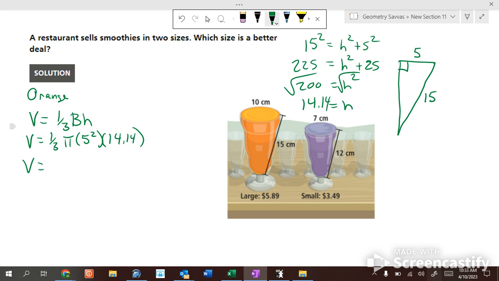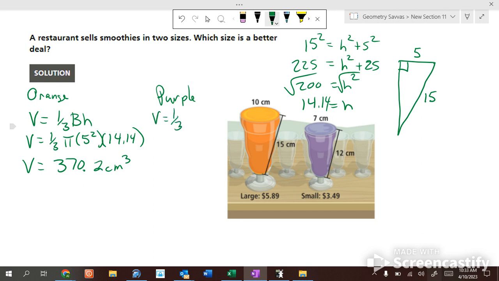So do the math. I want to round to the nearest tenth. 1/3 times pi times 5 squared times 14.14. Don't put it in terms of pi. I want you to multiply by pi in there. 370.2 centimeters cubed.